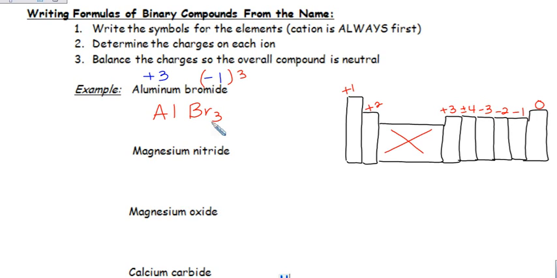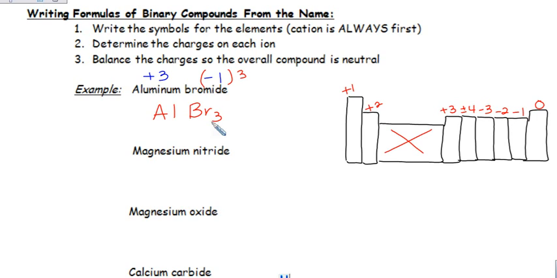On a small scale, here's what's happening. Aluminum wants to lose 3 electrons. Each bromine can take 1. So if we have 3 atoms of bromine, each will take 1 electron from aluminum. The electrons are completely transferred.